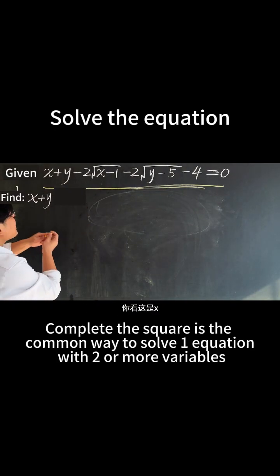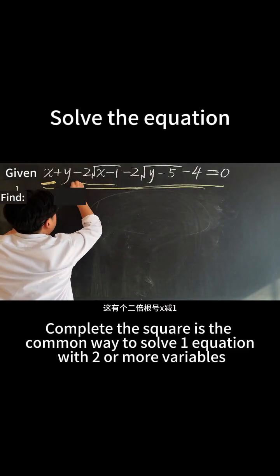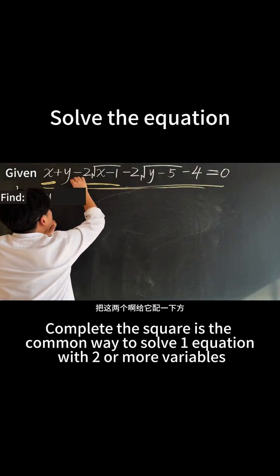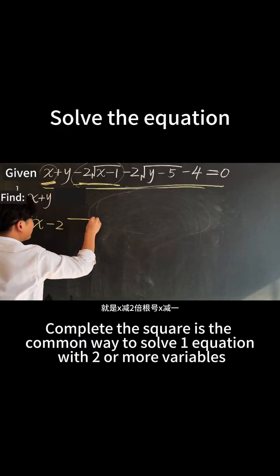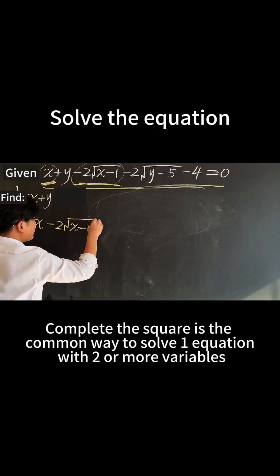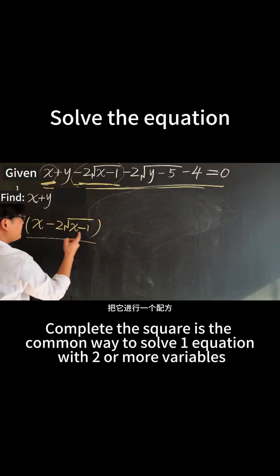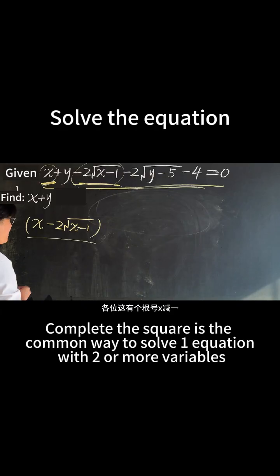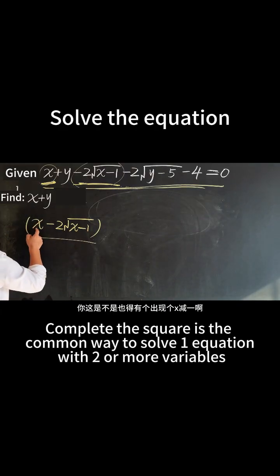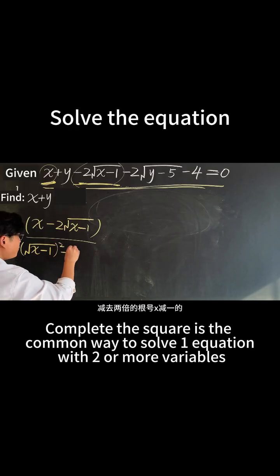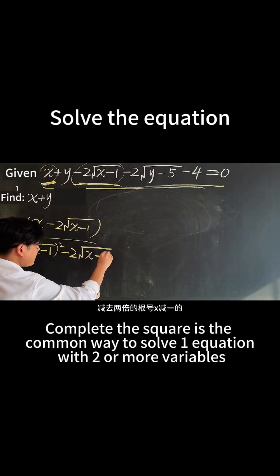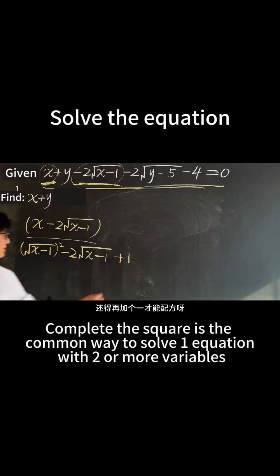So let's try to complete the square and see if we can turn it into the sum of two squares. Look, here's x, and here's 2 times the square root of x minus 1. Let's try to complete the square with these two terms, x minus 2 times the square root of x minus 1. How do we do that? Since there's a square root of x minus 1 here, don't we also need an x minus 1 to appear? The square root of x minus 1 squared minus 2 times the square root of x minus 1, and then you have to add 1 to complete the square.